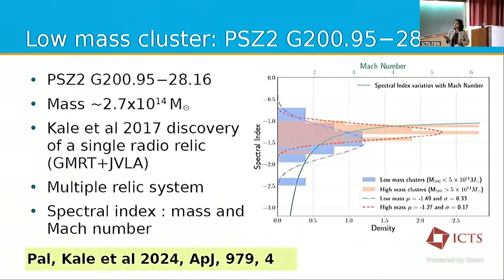We also pointed out something interesting about the spectral indices of radio relics in low mass versus high mass clusters. We found some difference in these. So that is also something interesting that we found in the pursuit of this low mass cluster.